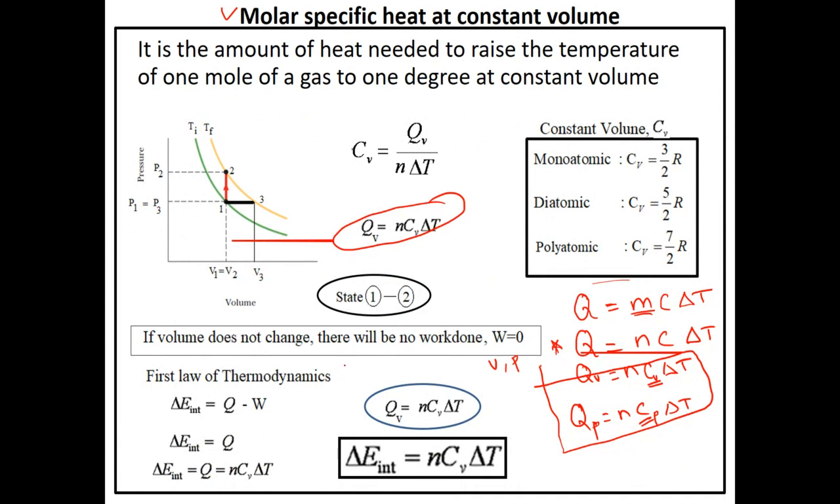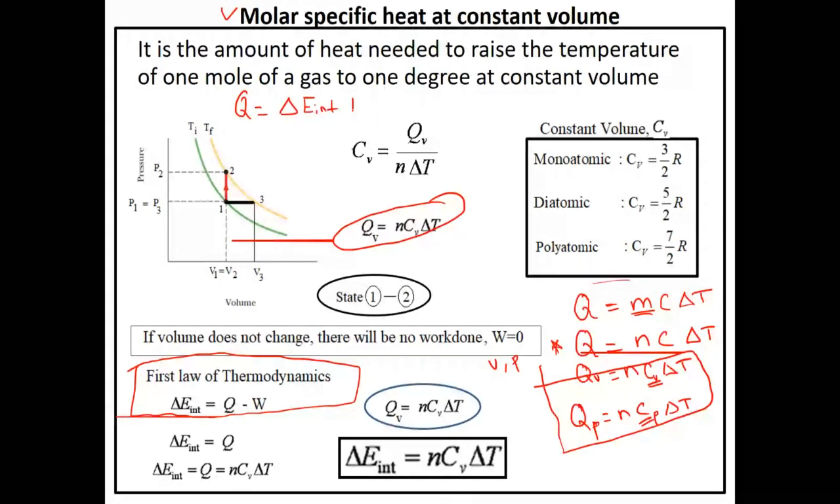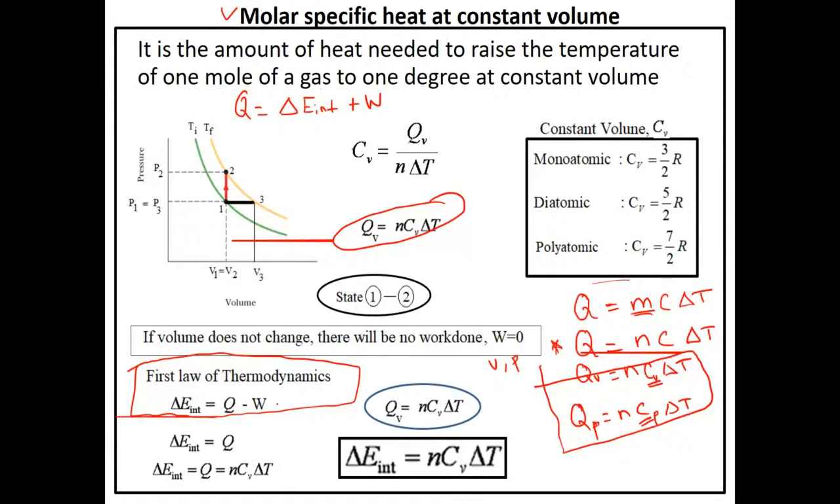Again, I have to recall what we studied in the last chapter. I told you to memorize the first law of thermodynamics. What is the first law of thermodynamics? Q is equal to change in internal energy plus work done. If you rearrange this equation in terms of internal energy, you will get the same thing. Now you can see the picture. If you see the picture, I gave two curves: one is a green curve, another is a yellow curve.